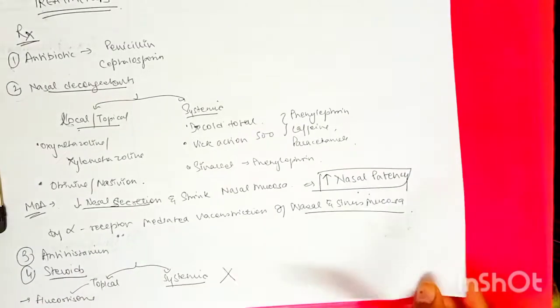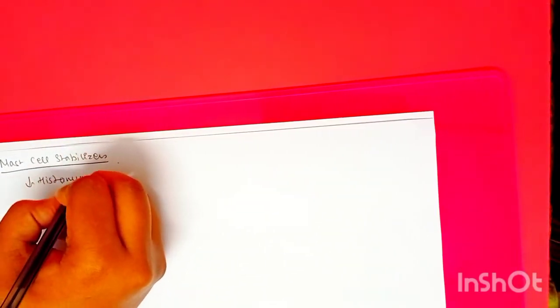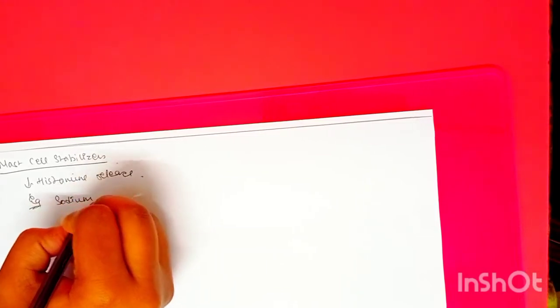and after this steroids, the other treatment is very important, mast cell stabilizers. What will they do? They try to decrease the histamine release. An example for it is sodium chromoglycate.